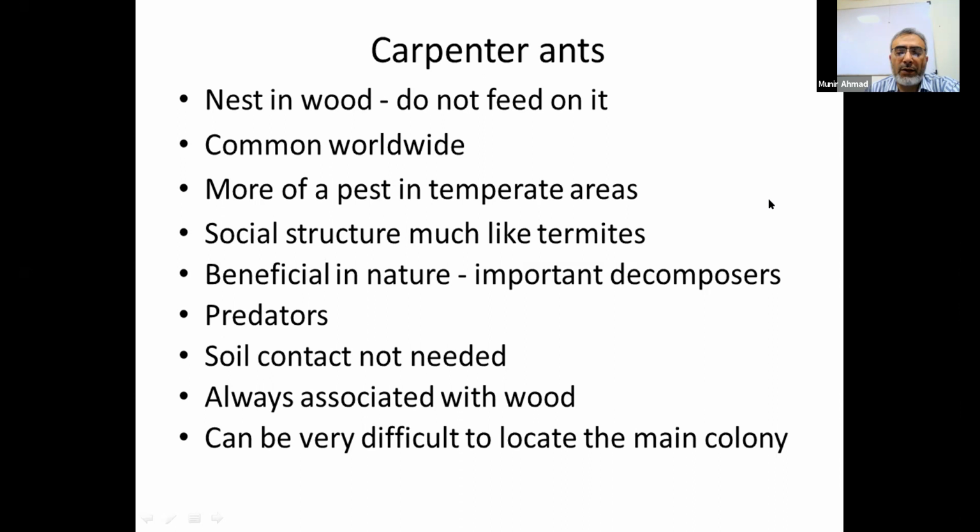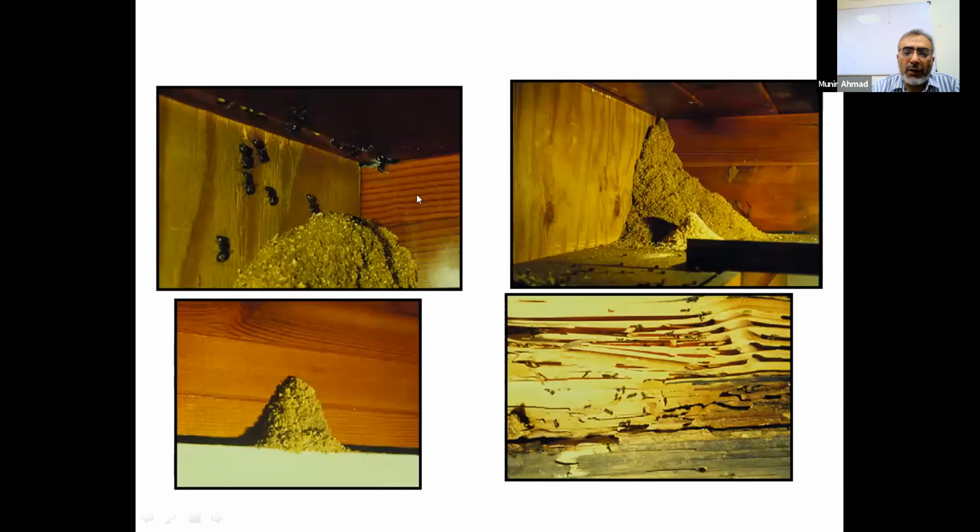It has the same social structure as the termites, and the same methodology we use for the termites and the powder post beetle, we can use to manage them. Some of the snaps you see here show the damage of these ants. They make their galleries inside the wood, and this is the debris. But these are very difficult because they have multiple colonies, and it is very difficult to identify the primary colony.